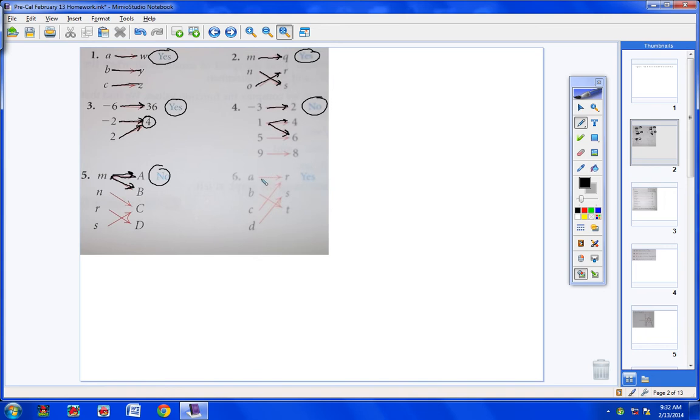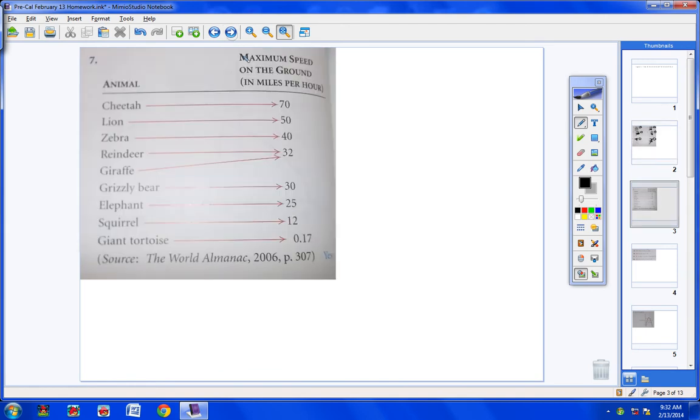And then here, A has one output, B has one output, C has one output, and D has one output, and that's why the answer is yes. Let's take a look now at number 7. I'm not going to go through all of this, but look, every animal has one arrow coming away from it. So that tells you each animal only has one output. So yes, definitely. Every input has exactly one arrow or one output coming out from it, okay? All right, that's going to be number 7.